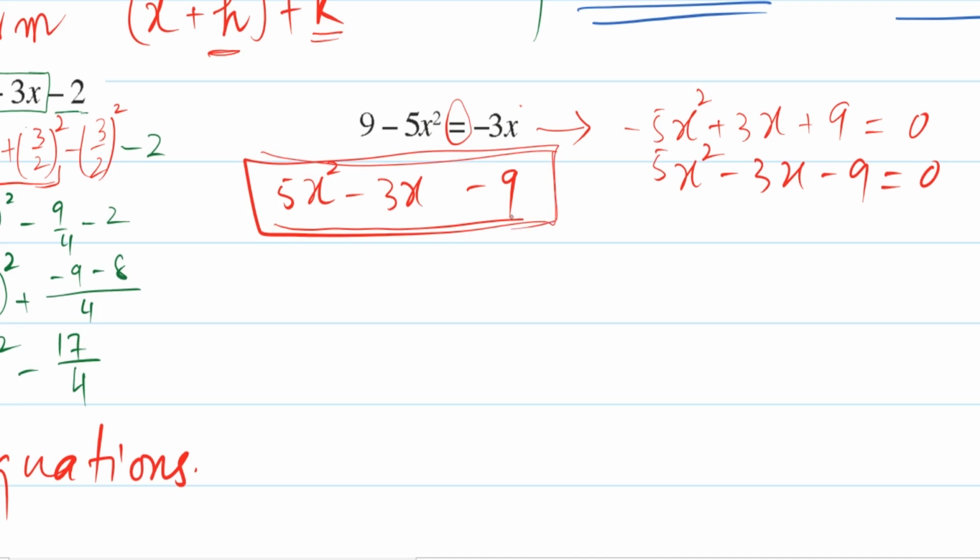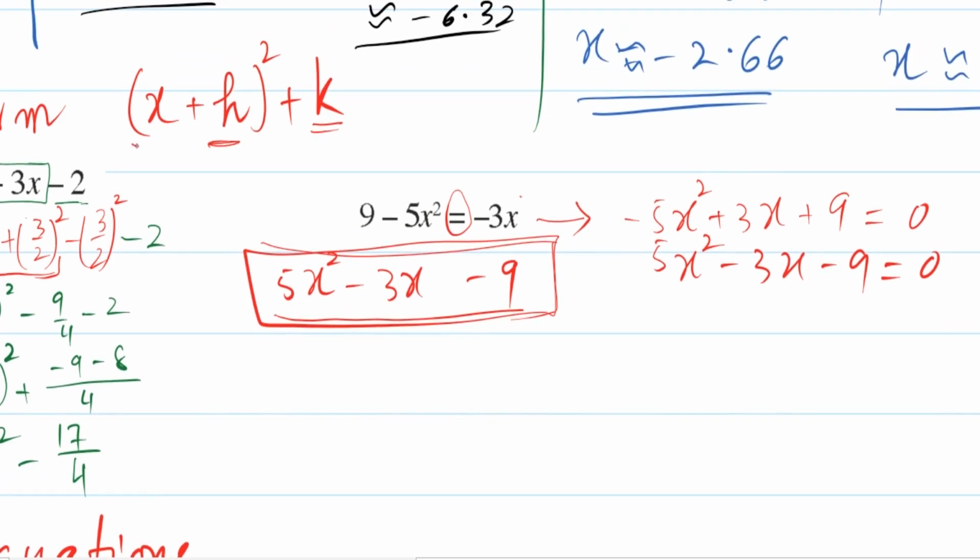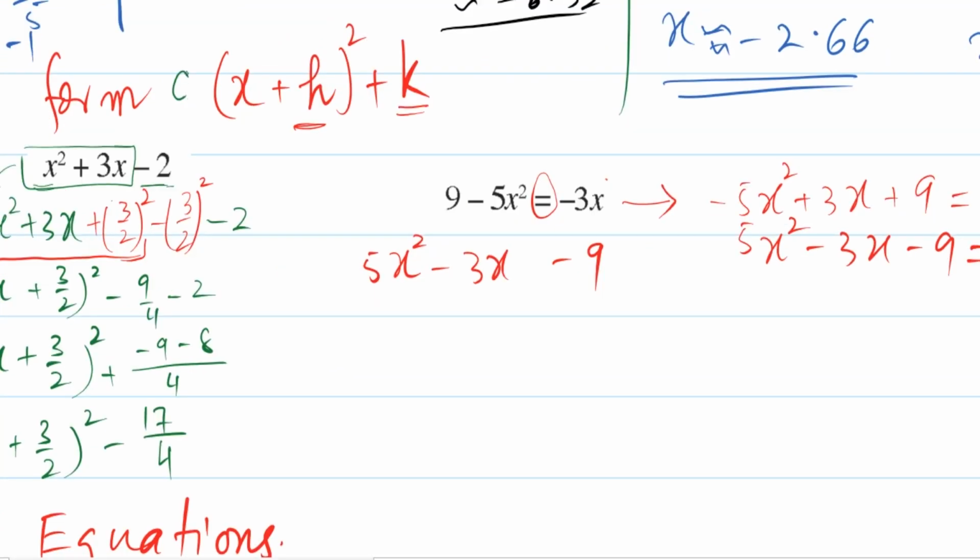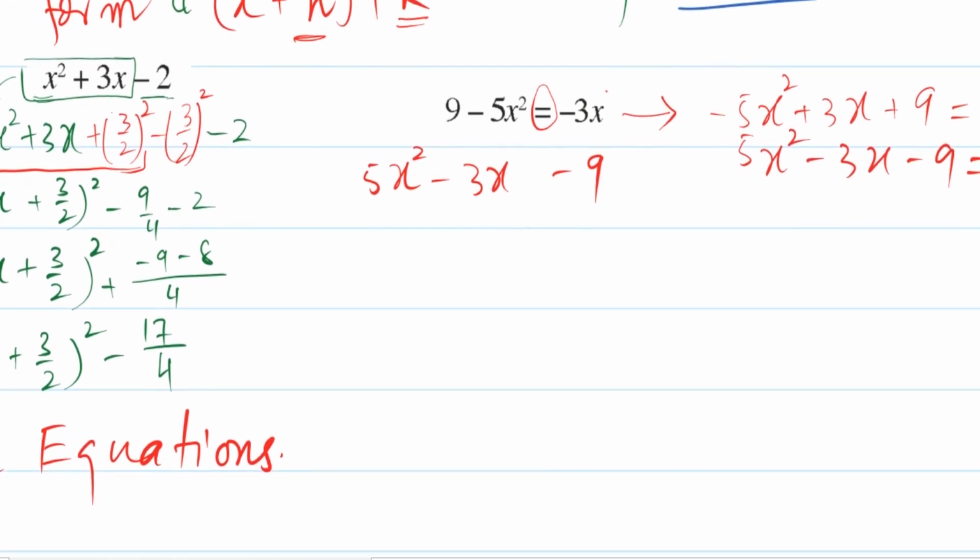5x square minus 3x minus 9 in the form a times x plus h whole square plus k. Again, if you have the coefficient of x square other than 1, first take the coefficient of x square common from the first 2 terms. So I will take 5 common, and I will be left with x square minus 3 over 5x in the bracket, and then minus 9 as it is.